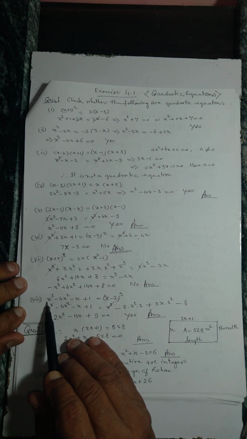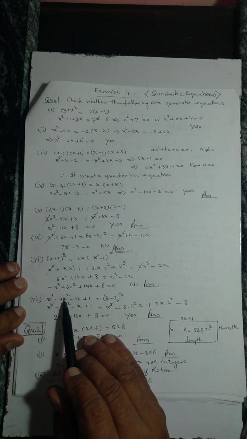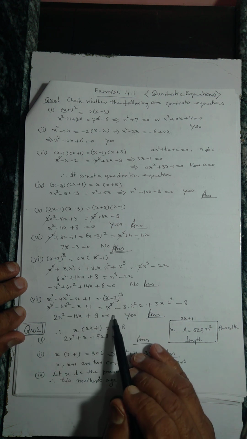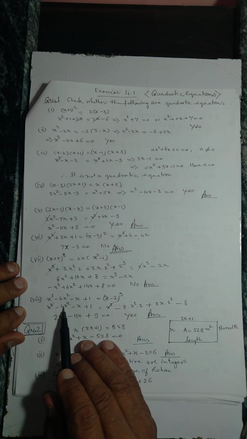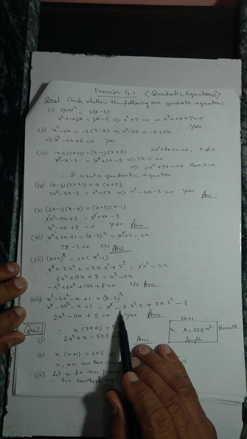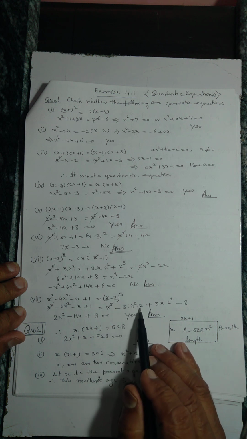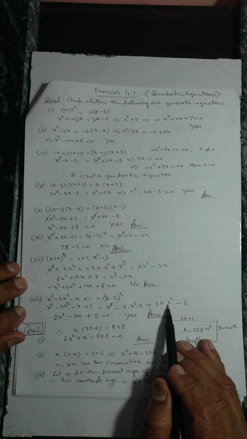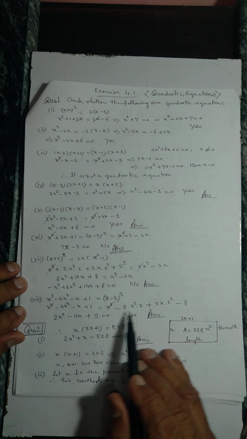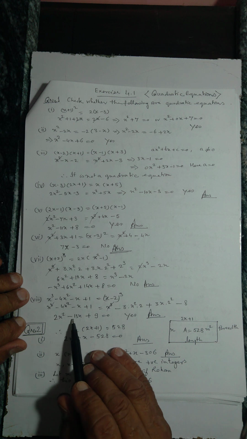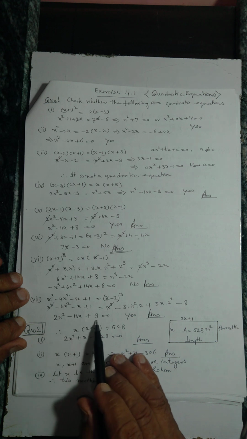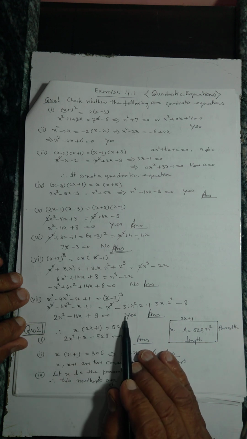Now the earlier part: x cube minus 4x square minus x plus 1 equal to x minus 2 whole cube. So x cube minus 4x square minus x plus 1, here I have opened it, that is x cube minus 3x square into 2 plus 3x into 2 raised to power 2, means 2 square, minus 8. You solve it, you will get 2x square minus 13x plus 9 equal to 0. It is in the standard form of the quadratic equation. Therefore, it is a quadratic equation.